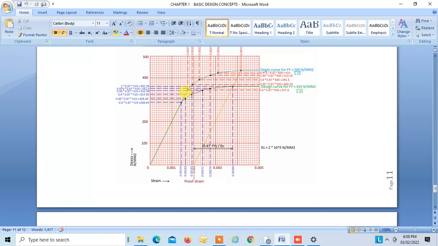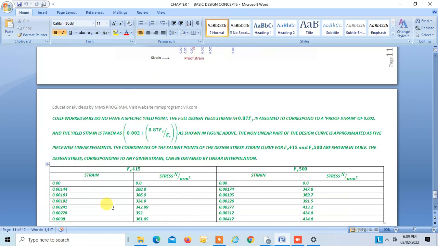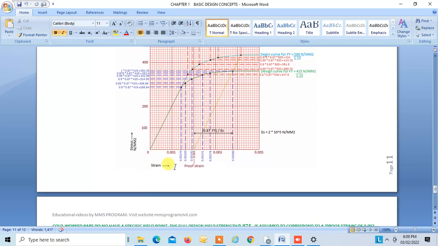Now we can see between these two points, the graph is not linear, right? So the code has divided this part into 5 linear segments, you can say. And the salient features for this are given in this table. When stress is zero, strain is zero. We are taking Fe415.